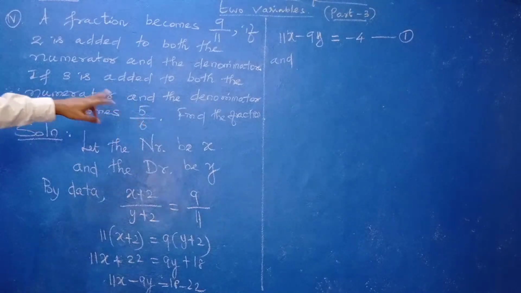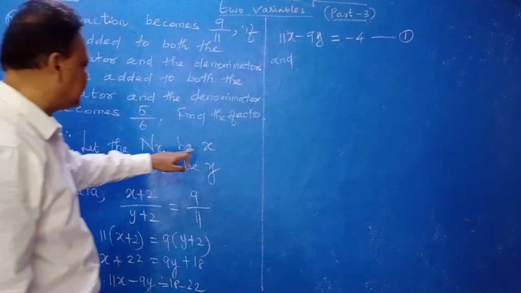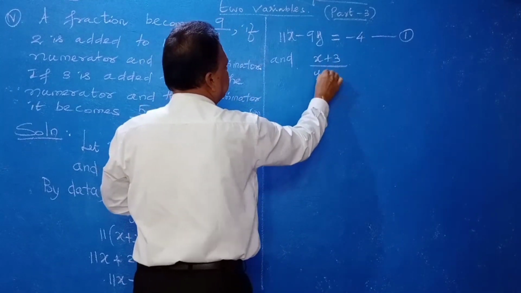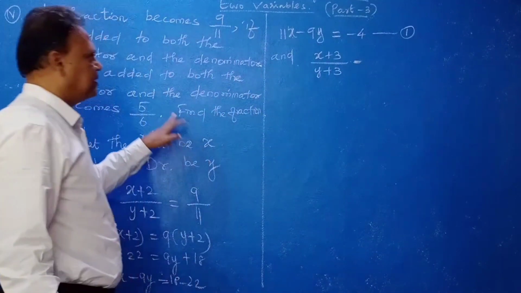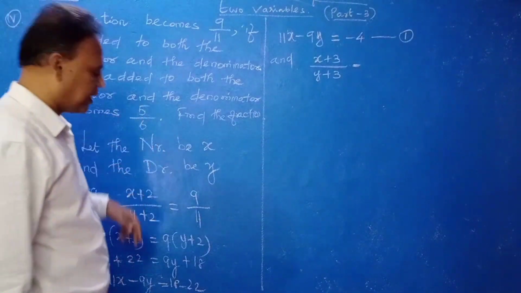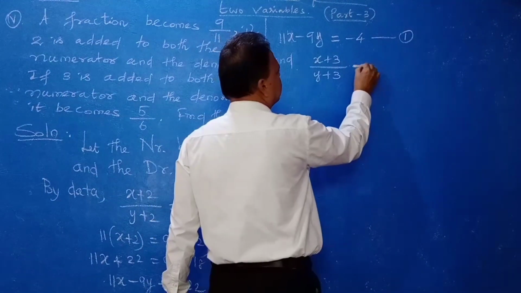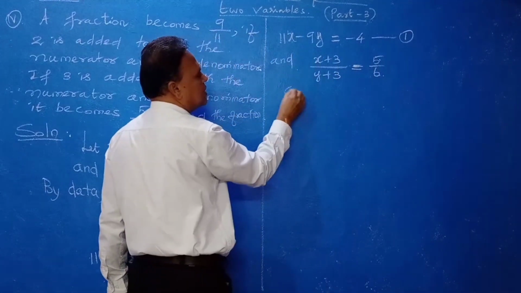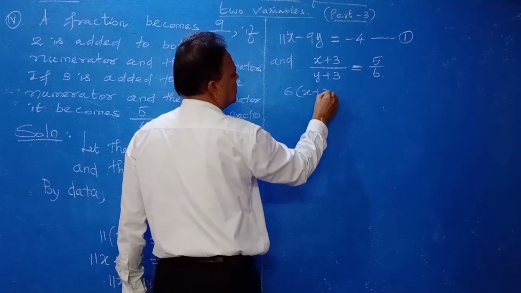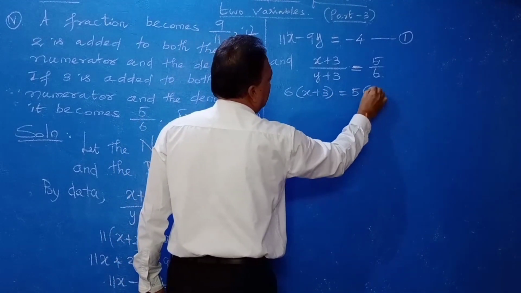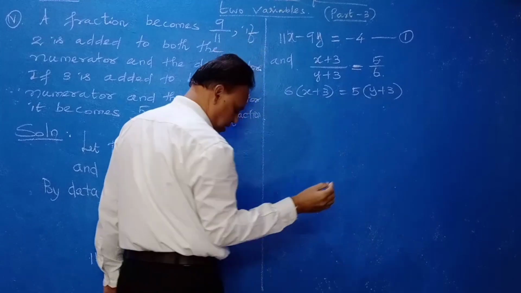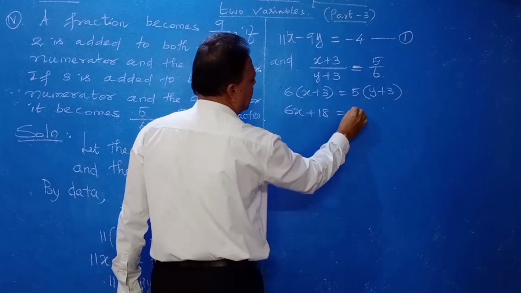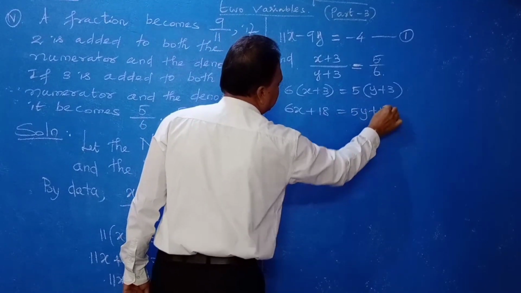When 3 is added to both numerator and denominator, that means numerator x plus 3 by denominator y plus 3, that time you are getting the fraction 5 by 6. Again cross multiply: 6 into x plus 3 is equal to 5 into y plus 3. Now just multiply: 6x plus 18 is equal to 5y plus 15.